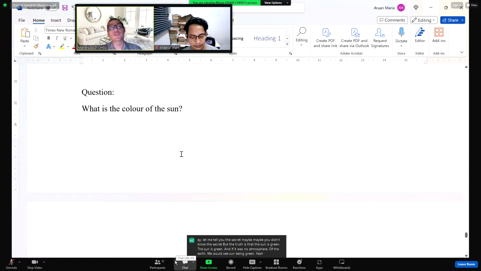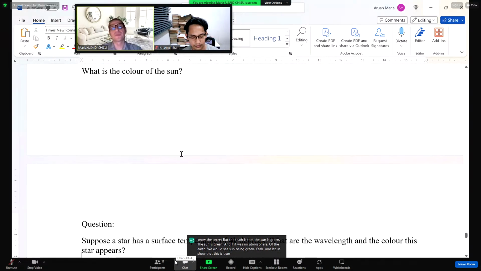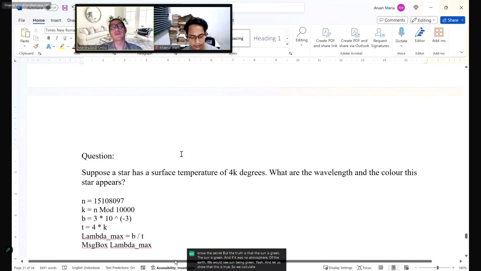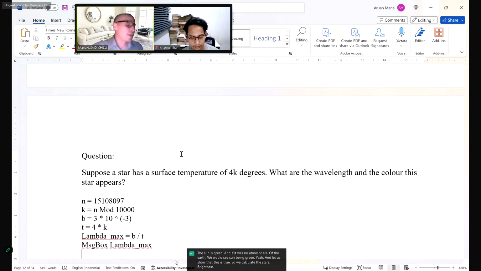And let us show that this is true. So we calculate the star's brightness. So the color of the sun depends on its temperature.